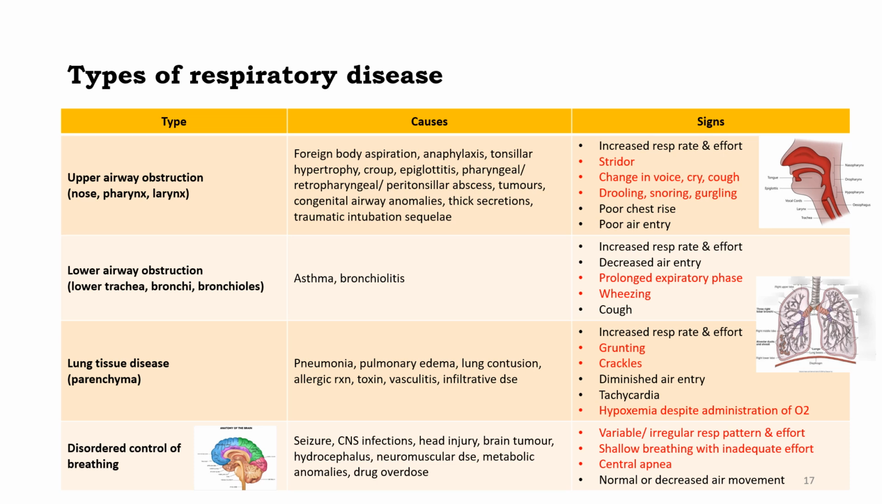And lastly, we come to disordered control of breathing. Basically, it's an issue not with the lungs, rather with the brain or with the central nervous system. So the brain is not regulating the breathing properly, as in the case of seizures or meningitis, a brain trauma, a brain tumor, hydrocephalus, drug overdose. So in this case, you will find the child having an irregular respiratory pattern, either breathing very slowly or with an irregular rate, and shallow breathing, poor effort, or central apnea, which means that they will stop breathing on their own without any sign of obstruction.